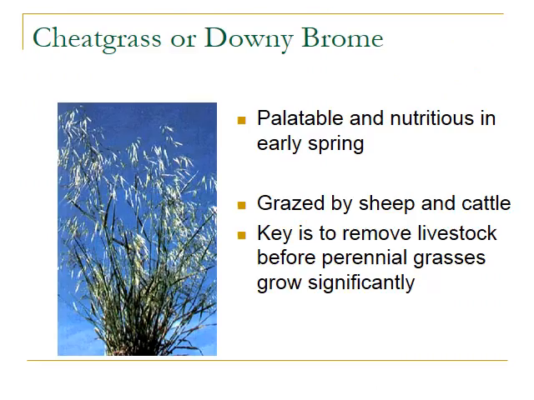So now let's talk about cheatgrass or downy brome, Bromus tectorum. It is palatable in the early spring. It's grazed by sheep and cattle and goats to some degree, but mostly sheep and cattle because it is a grass and they like grass. It's pretty easy to graze in spring, and the key is just to remove the grass before the perennial grasses, the desirable plants, start to grow. Because it grows so early in the spring, there is this timing opportunity.